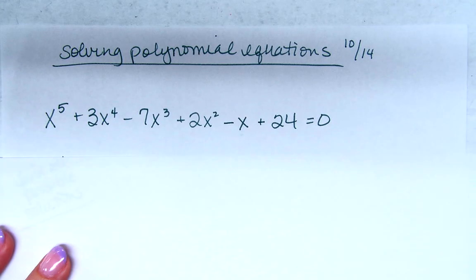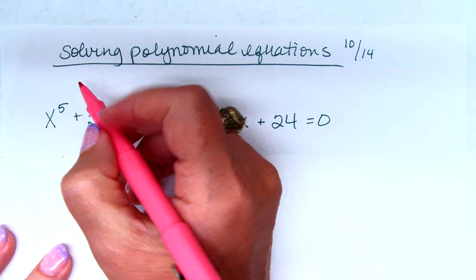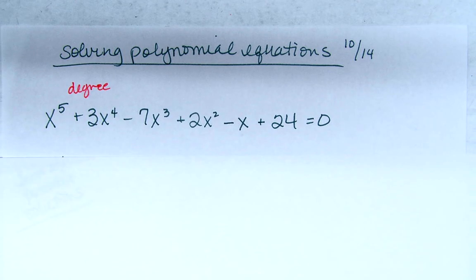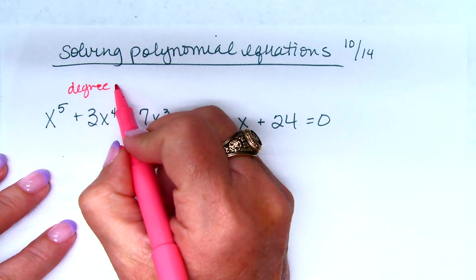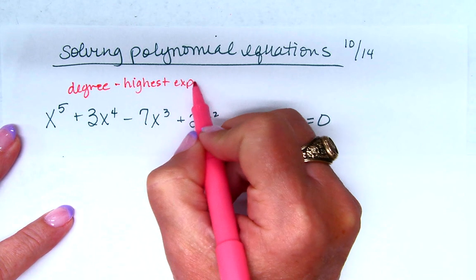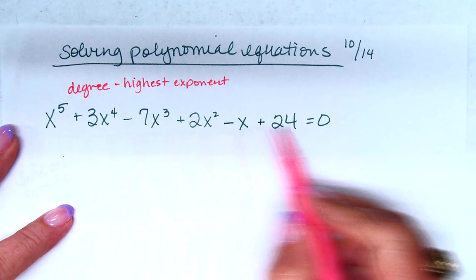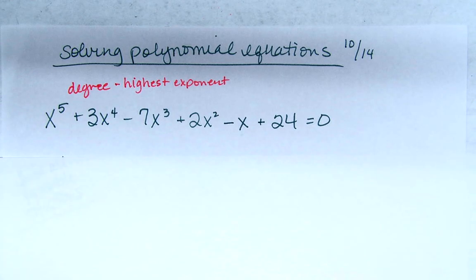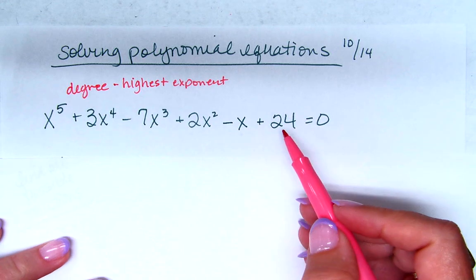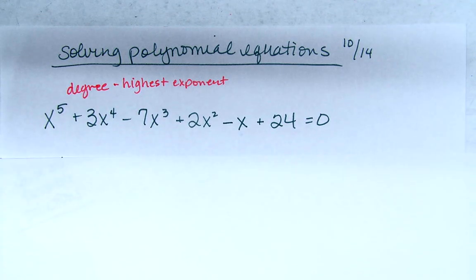Now, that has a name. The highest exponent is called the degree. The degree means the highest exponent. I'll write that. Highest exponent. And if this is not in order when we get it, we should really put it in order. What do you think I mean by in order? From highest exponent to lowest exponent, or the constant, right? Okay? So that brings us to our next thing.